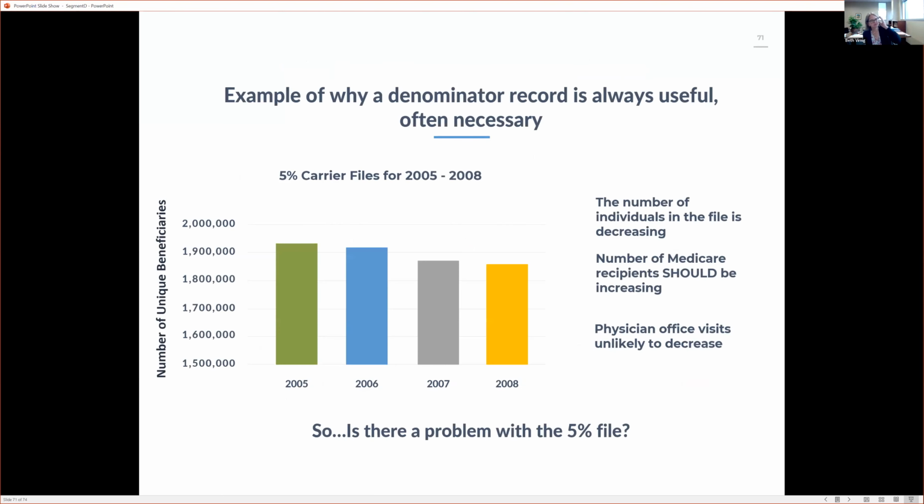This is a classic story, and this happens regularly and with a variety of files. Some people will call us up and say, I was looking at the file and it's going down, but I know what's going on with the boomers and this is going in the wrong direction. This is an example from '05. It's not the first one we've used, it's not the last one, but we got this call and they said, the carrier file's getting smaller, with fewer people in it, but it's supposed to be getting bigger. Is there a problem with the 5% file? And this is a fair question to ask.